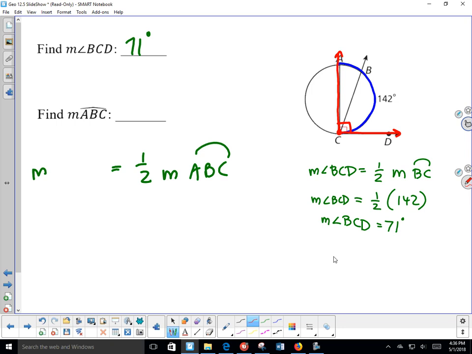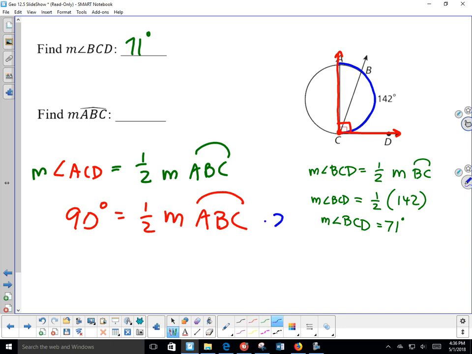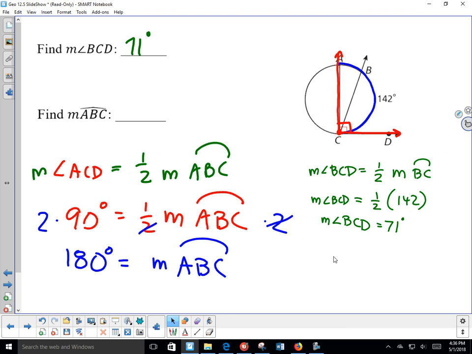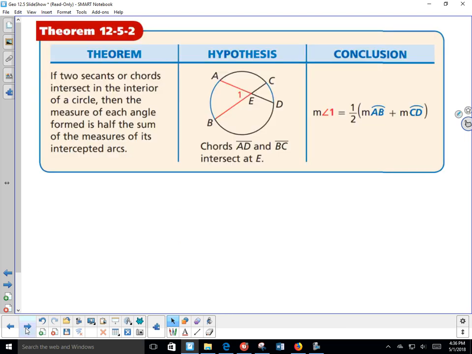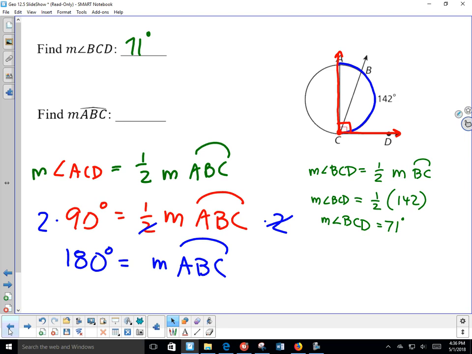So again, the measure of angle ACD is going to be half the measure of arc ABC. Well, we know that the angle is 90, so I get that 90 degrees is going to be half of the measure of arc ABC, and so I can just multiply both sides of the equation by 2, and I get that it's going to be 180 degrees. Those 2's are dividing out. So the measure of arc ABC is 180, which makes sense. Are we okay with this? I hope so. Let's take a look at the next theorem. I didn't write my answer in here, so this should be 180 degrees.